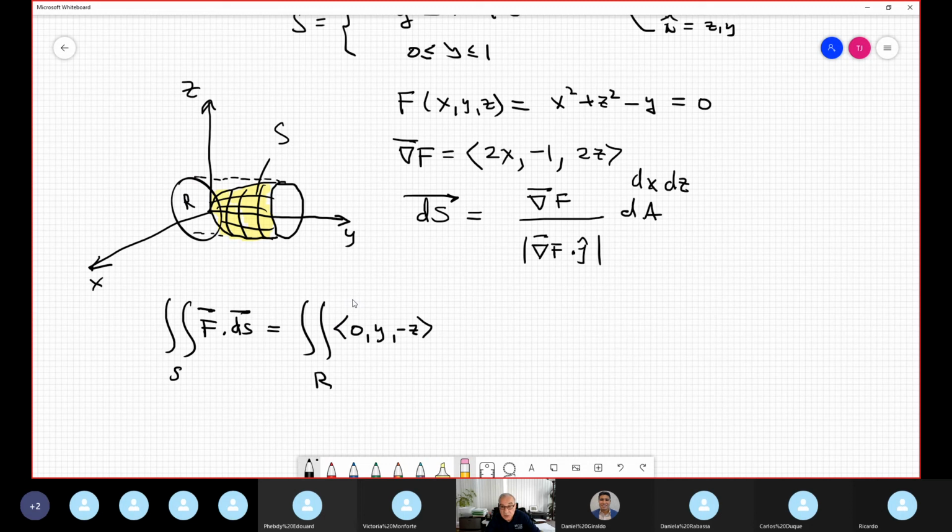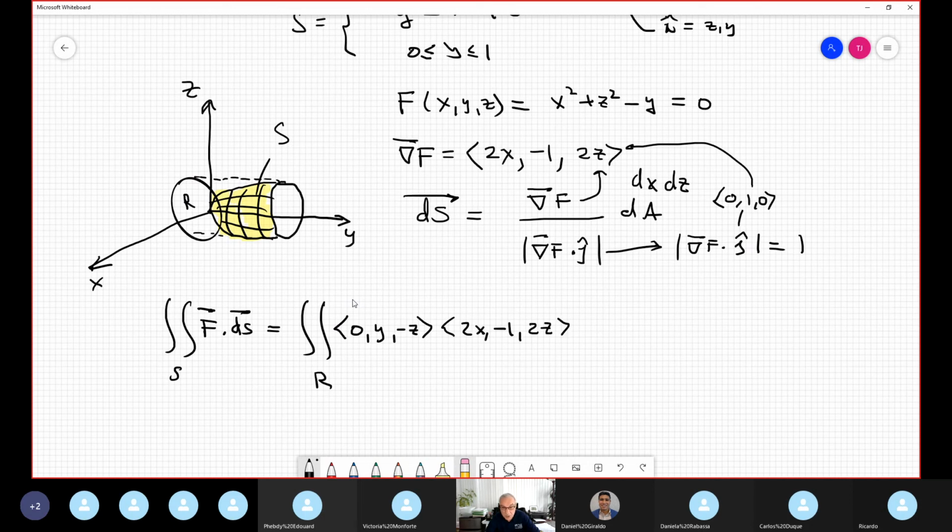Okay. Listen to me. Let me try to compute that part. Well, that part I did already, it is this. This is the magnitude of this, that j, and you know that J is the vector 0, 1, 0. When you perform the dot product between this and this together, it's obvious that the first component is 0, the second component is negative 1, and the third component is 0. Negative 1, but it's a magnitude, absolute value, so the answer in this part is 1, and it stays only 2x, negative 1, 2z. And here you put the dA. I have no idea whether dx dz or dz dx, or maybe polar.